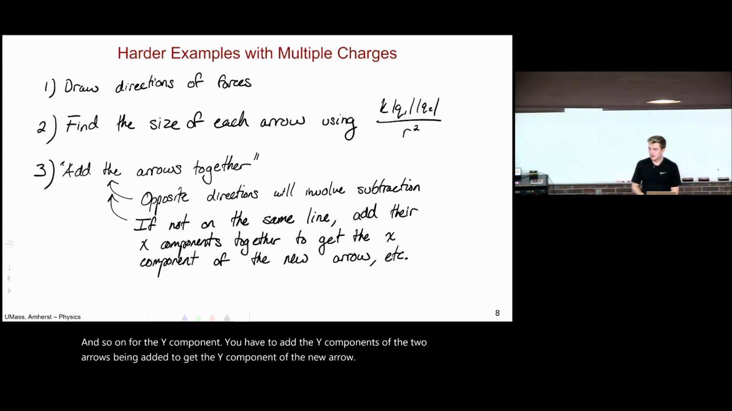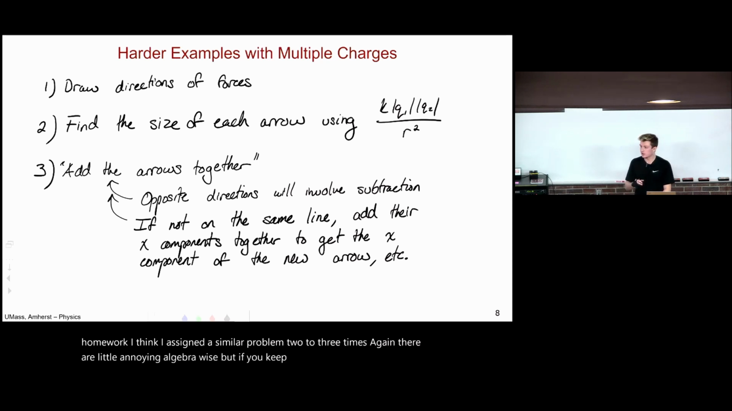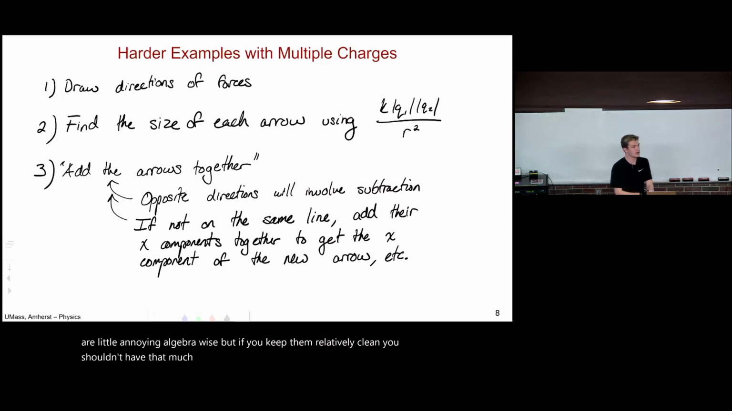So rather than doing an in-depth trig review, for the next pretty much 20 minutes, we're going to just do an example on this. This one will appear on the homework. I think I assigned a similar problem 2 to 3 times. Again, they're a little annoying algebra-wise, but if you keep them relatively clean, you shouldn't have that much trouble with them. It is important to be able to add these consistently.